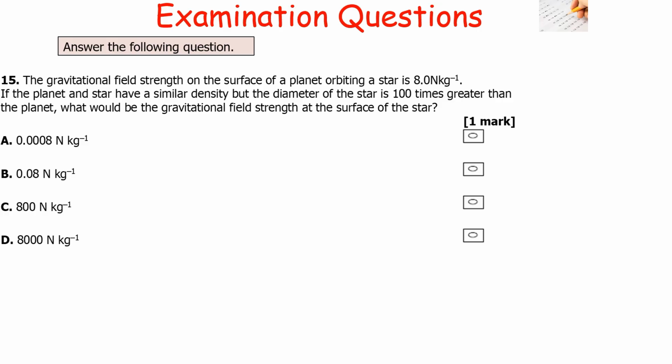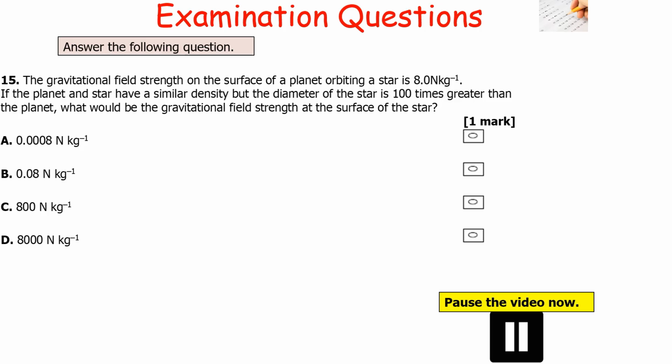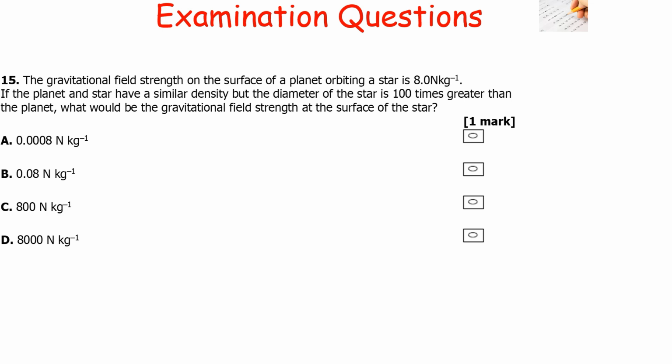The next question says, the gravitational field strength on the surface of a planet orbiting a star is 8 newtons per kilogram. If the planet and star have a similar density but the diameter of the star is 100 times greater than the planet, what will the gravitational field strength at the surface of the star be? So pause the video now, then unpause the video when you want to go through your answer. Right, so how to answer this question?